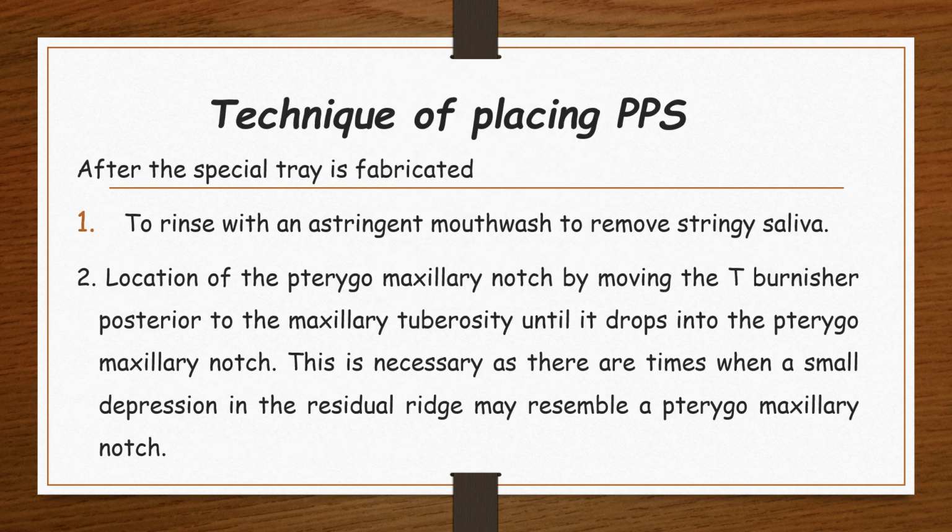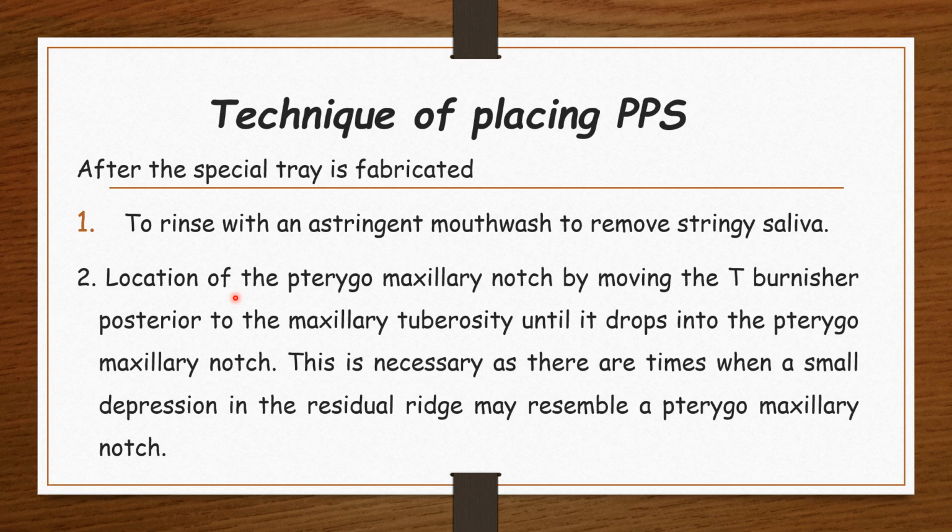So how do you locate the PPS? The first step is to ask the patient to rinse with an astringent mouthwash so that you remove all the stringy saliva. Then you have three parts: the pterygomaxillary seal, the anterior vibrating line, and the posterior vibrating line. Once you mark all three and join them, you will get the posterior palatal seal area. The first step is to mark the pterygomaxillary seal.